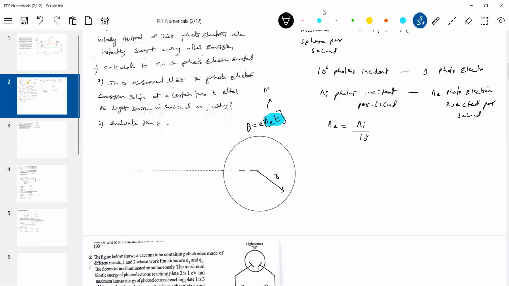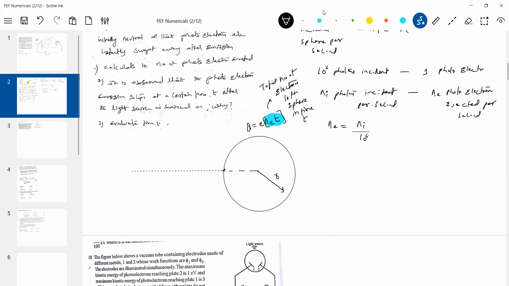What is this? The total number of electrons that left the sphere in time t. And now, what is the potential of this particular point?